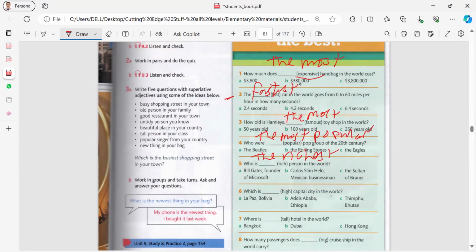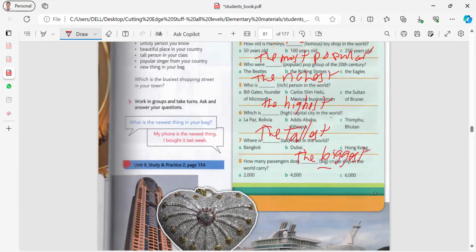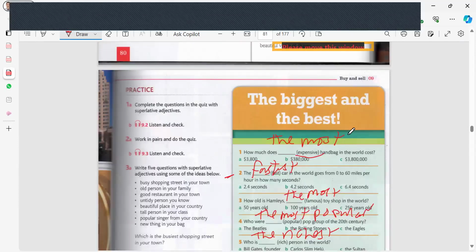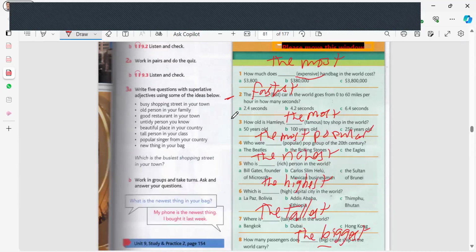High. Highest. The highest, exactly. Tall. Tallest. The tallest, yes, that's right. Big. Biggest. The biggest, yes. Okay, so now Abdulaziz, listen and choose the right answer for each one of these questions.